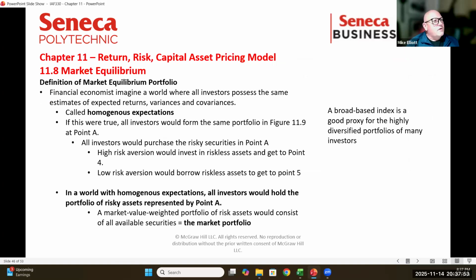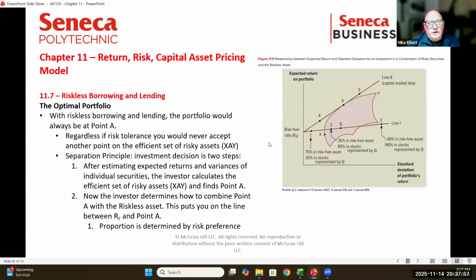The market equilibrium portfolio. Why doesn't everybody have the optimal portfolio? We know where it is. We've defined it. It's this XAY line. We know that the only place we can exist is inside the bat wing, and the optimal place is on the leading edge of the bat wing. So why doesn't everybody have the same portfolio as the leading edge of the bat wing?